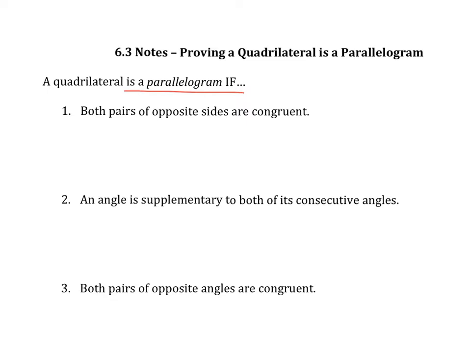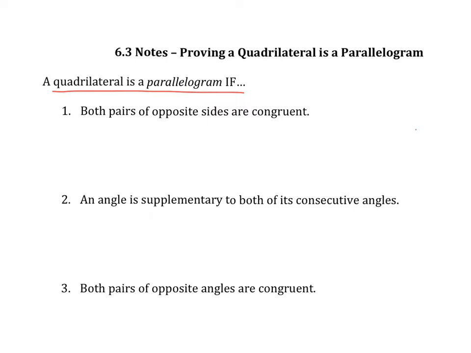They all start with this statement: a quadrilateral is a parallelogram if. Really, if we were going to do the conditional statement, we would say if number 1, then it's a quadrilateral, if number 2, then it's a quadrilateral. But so that we could shorten things up a bit, we flip-flopped it. So if both pairs of opposite sides are congruent, then the figure is a parallelogram.